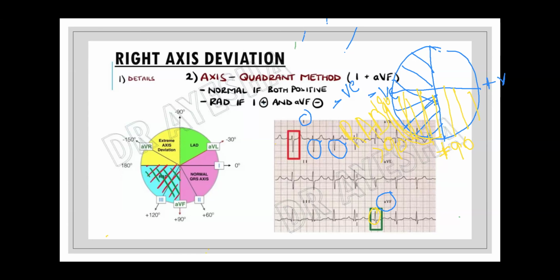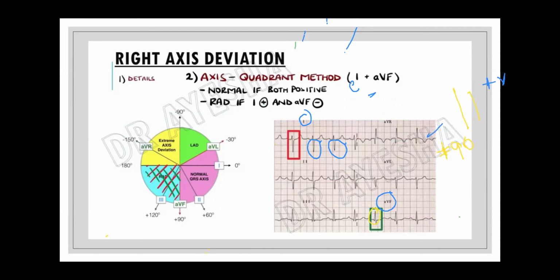Is it clear to everyone? So for right axis deviation, as I told you, the right thumb, lead 1, the first lead is your right thumb. If it is going down, make the right thumb down, down, down. Lead 1 down.